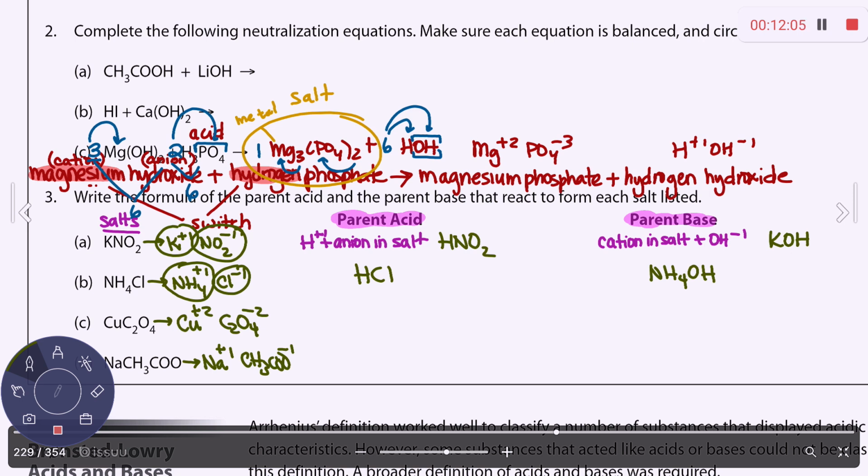For C, you're going to put hydrogen with this oxalate. So this would be H2C2O4. And then put this copper 2 ion with hydroxide. So this is Cu(OH)2.